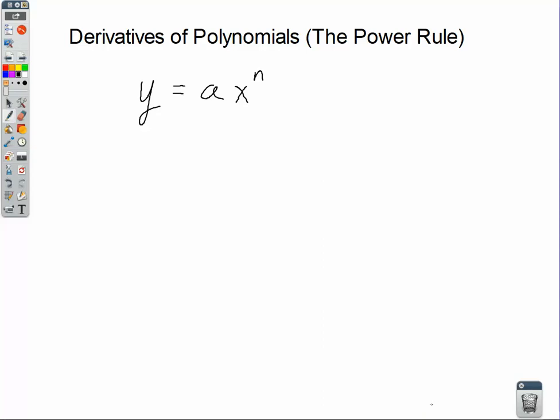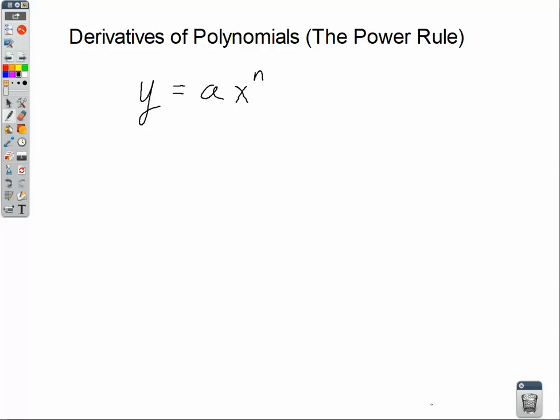Welcome. Today we're going to take a look at how to take derivatives of polynomials using the power rule. In physics, we take derivatives to get numbers. That gives us the actual slope of the tangent line at a point. And we also take derivatives to get functions. And we're going to see how that works both ways today.